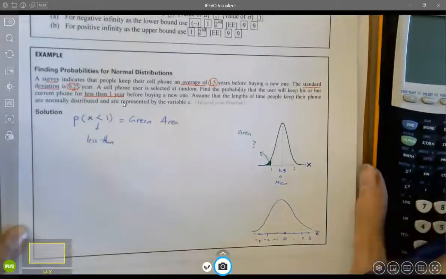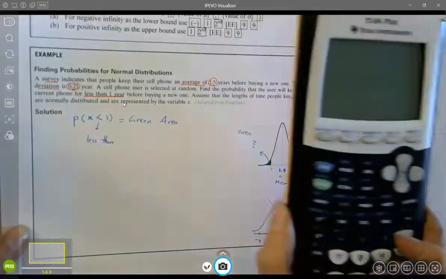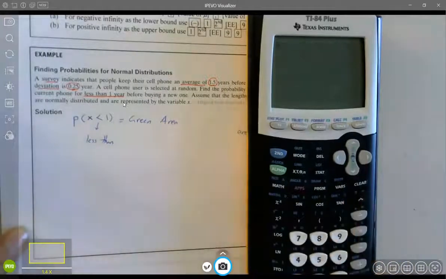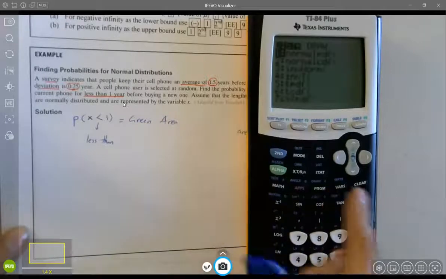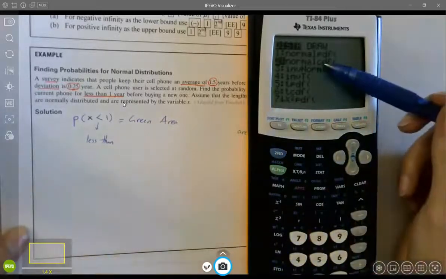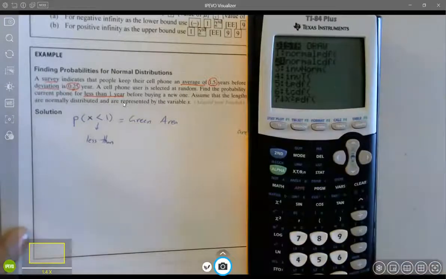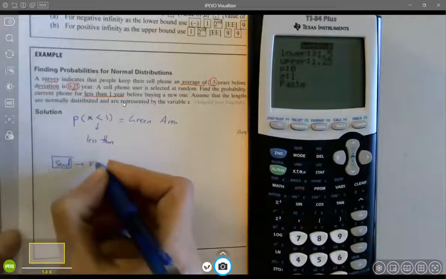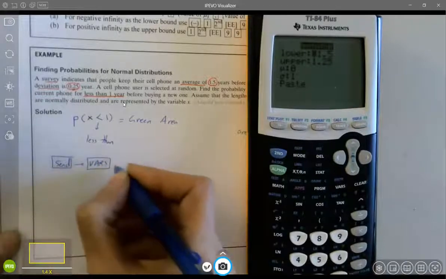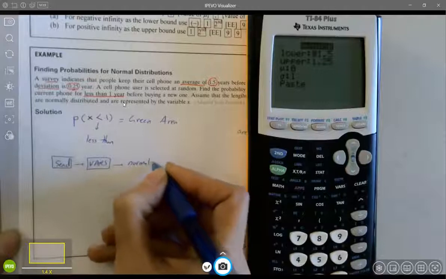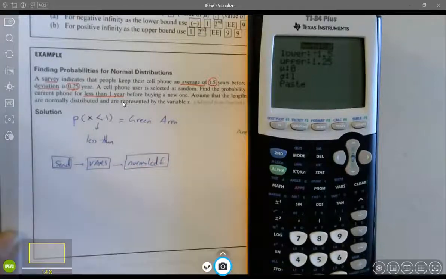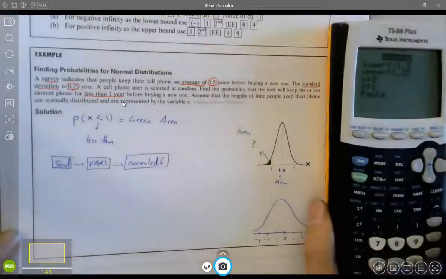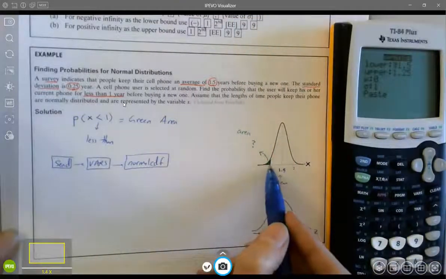Well, we have our calculator and we want to use our calculator. Turn on your calculator. Second, vars, find normal CDF. What is the lower bound? Take a look at the graph. We are finding this area.